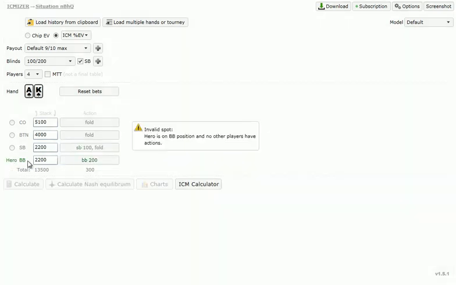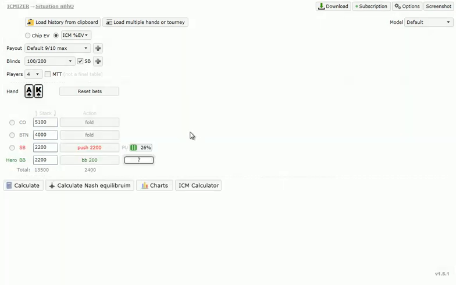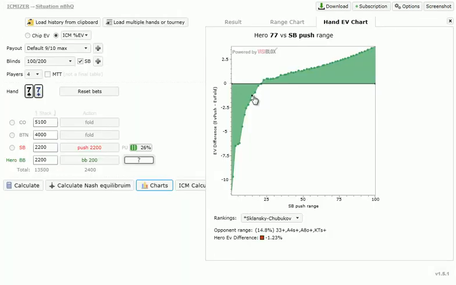Now let's see another spot where we are facing an all-in from the small blind and we are in the big blind. And let's say we are holding sevens. So let's look at the chart, and we can see that if our opponent is shoving tighter than 21%, calling with sevens is negative. But if he's wider, it's clearly positive. And this is immediately helpful.